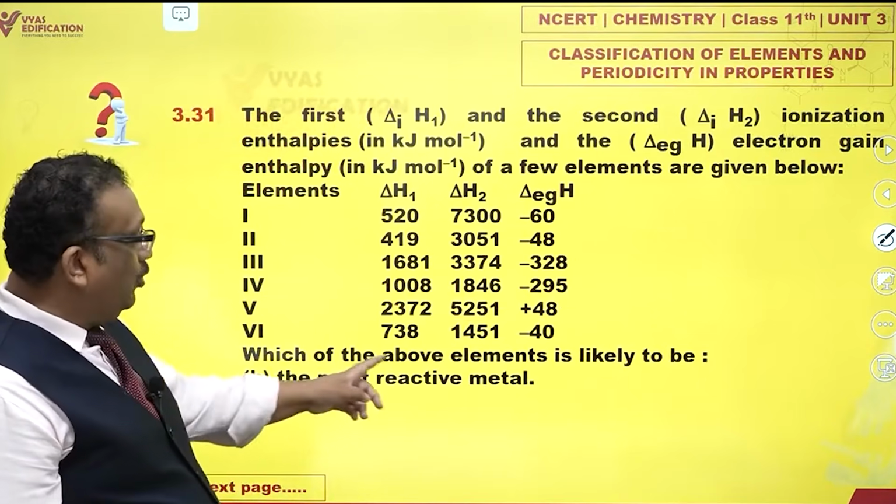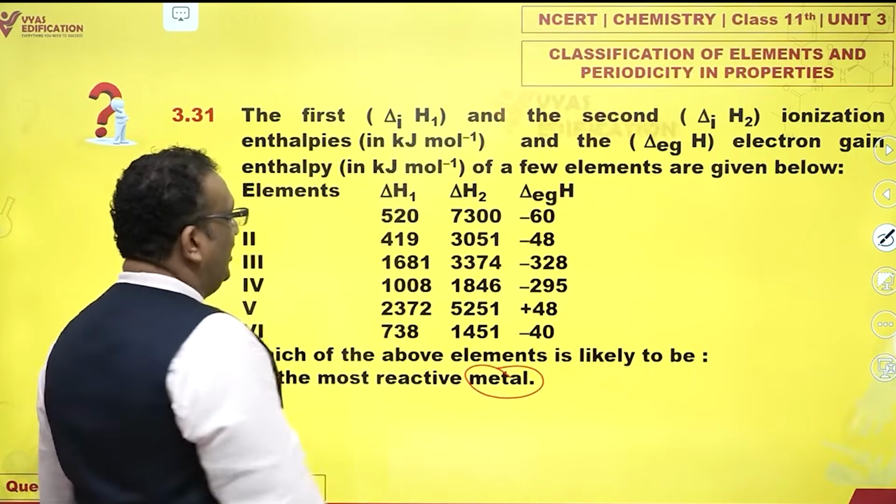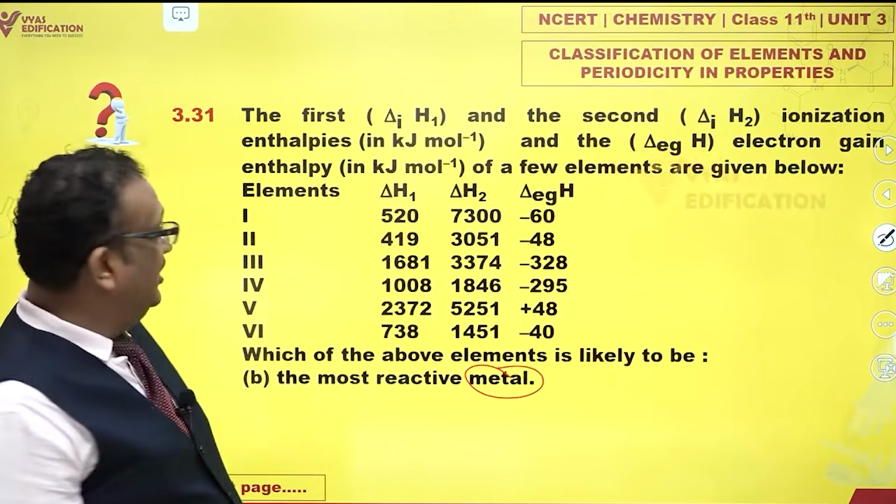B part, the most reactive metal. Now they are talking about metal. Metals are likely to have very less ionization energies.